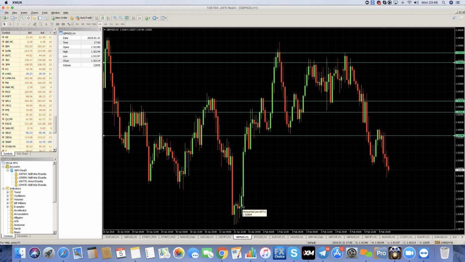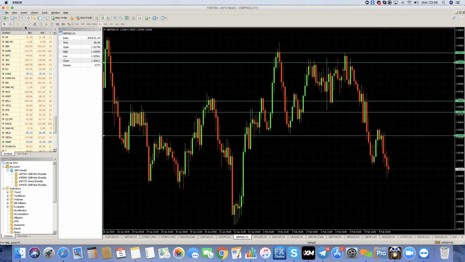Now, it's possible for you to find support and resistance all over the charts. If you want to draw support or resistance everywhere, you would realize at the end of the day that you have all of your charts filled with lines, and you don't really want that.